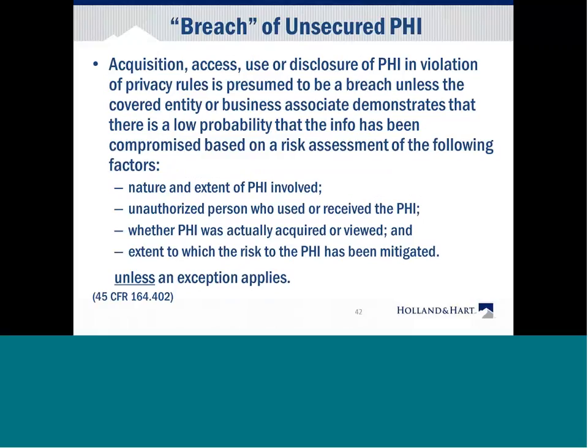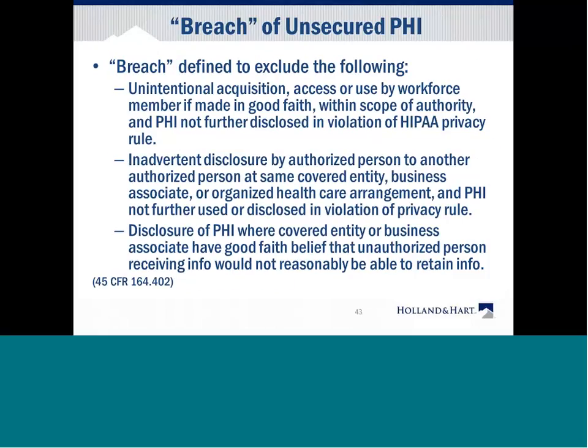Unless an exception applies. The HIPAA breach notification rule contains three exceptions from the definition of breach. The following do not constitute breaches and therefore are not reportable. The first is if you've got the unintentional acquisition, access, or use by a workforce member, if made in good faith, within the scope of their authority, and there's no further disclosure of information. This is a situation where maybe you've got an accounts payable person and they're looking at the records and they happen to look at the wrong person's records. Well, it was an improper access, but hey, it's not a breach under this standard.